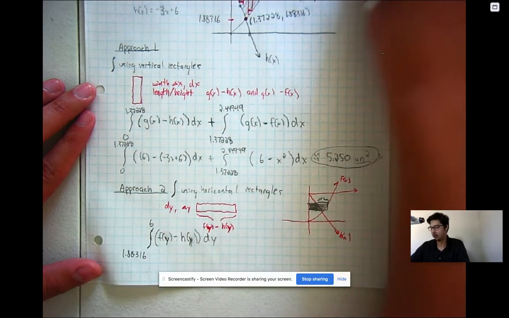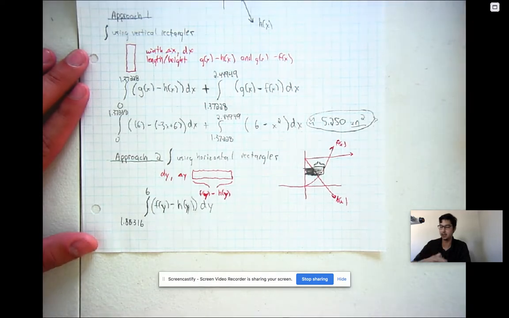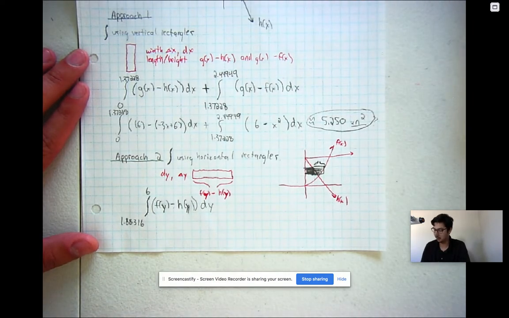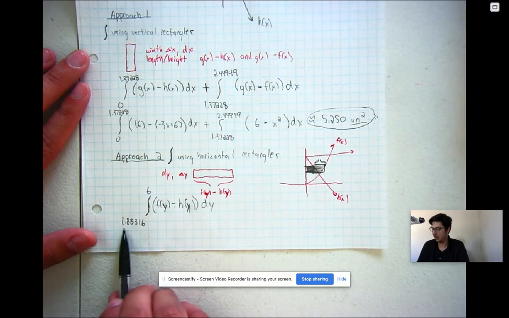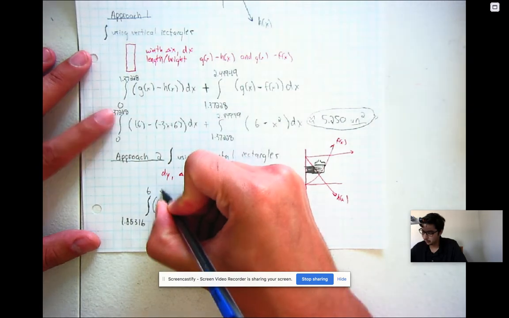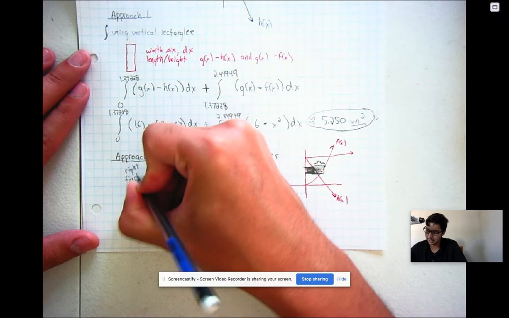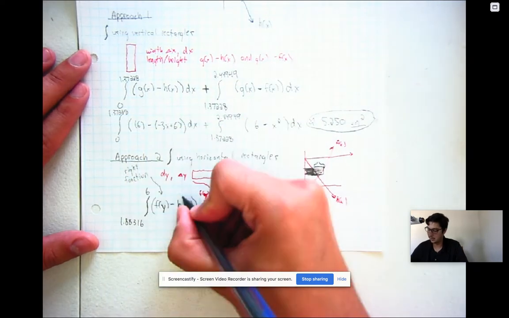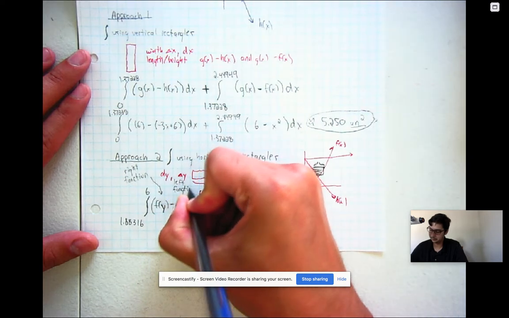Now, hopefully you're with me still. So we're doing horizontal rectangles with respect to y as these change up vertically. And it's going to go from a lowest point of 1.88316 up until 6. If you want to make notes to yourself, you might want to say that that's the right function. So we used to say upper function and lower function. Well, now we're doing the right minus the left function. Okay.